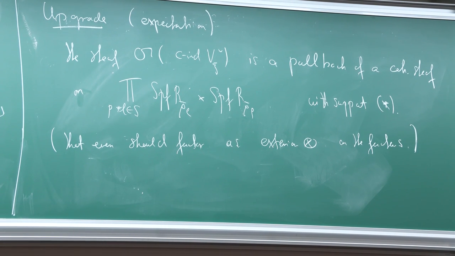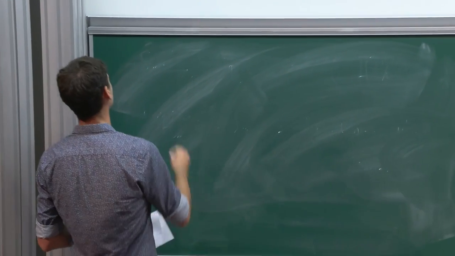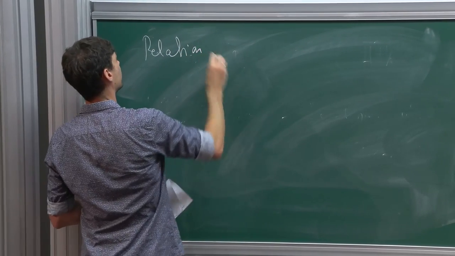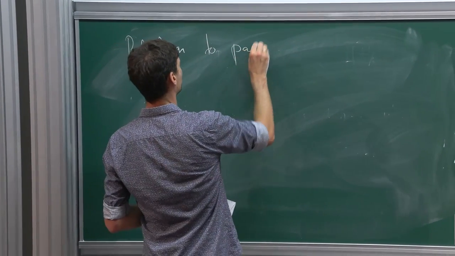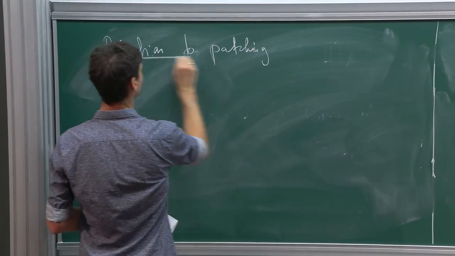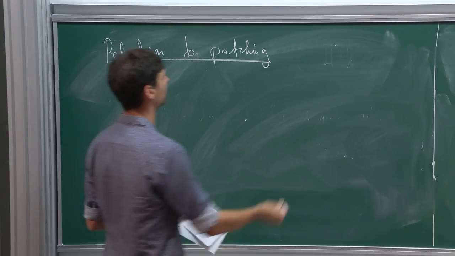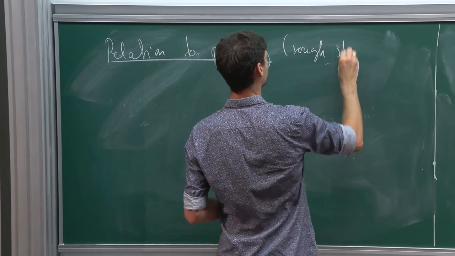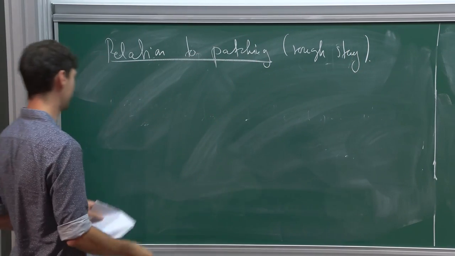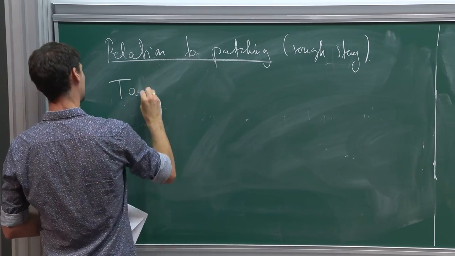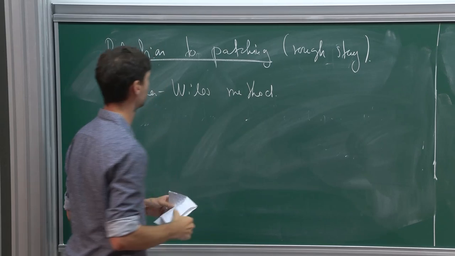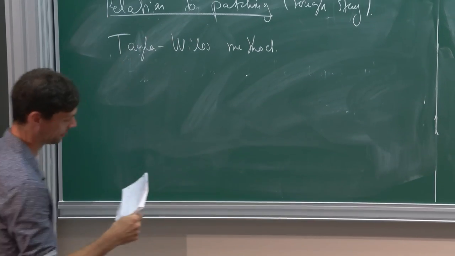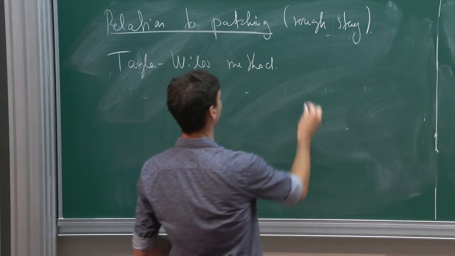All right, and this may be the main point I want to make, what I alluded to in the very beginning: there's a relation to what's called patching, or equivalently the Taylor-Wiles method, and it's only a very rough story. The Taylor-Wiles method, which is just a different name for what's sometimes called the patching method, constructs the following data.